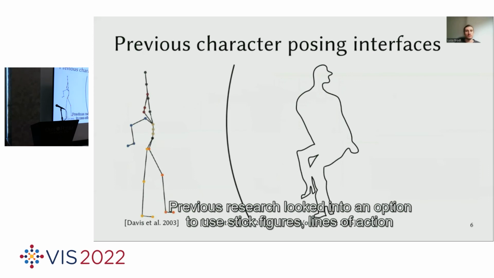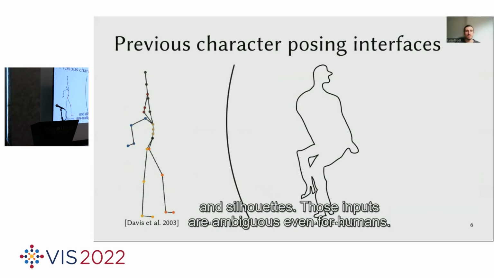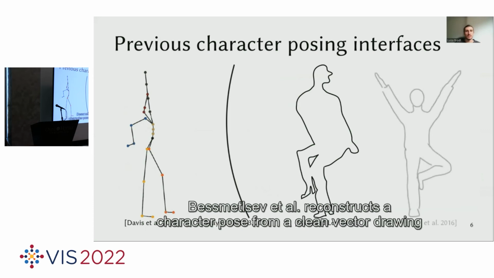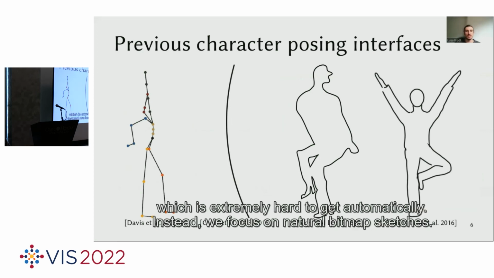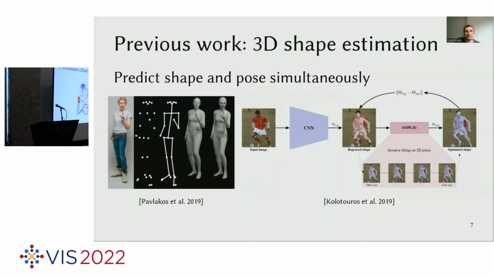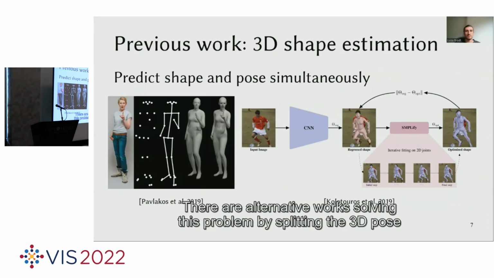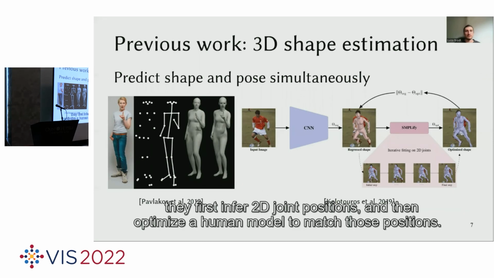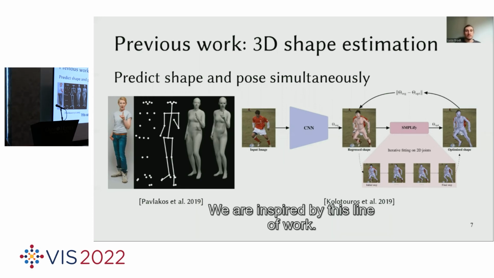Previous research looked into an option to use stick figures, lines of action, and silhouettes. Those inputs are ambiguous even for humans. Besmeltsev reconstructs a character pose from a clean vector drawing, which is extremely hard to get automatically. Instead, we focus on natural bitmap sketches. There are alternative works solving this problem by splitting the 3D pose inference into two stages. They first infer 2D joint positions and then optimize the human model to match those positions. We are inspired by this line of work.